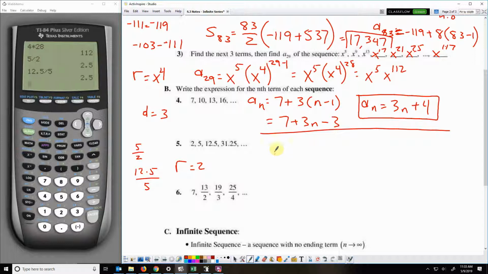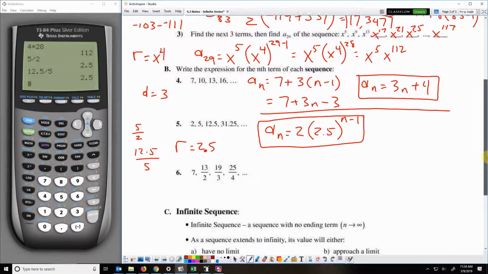So I will use the geometric formula. A sub n equals the first term times r, that should be 2.5 there, not just 2. 2.5 to the n minus 1 power. In order to simplify, I would need to do the exponents before multiplication, and I can't do that exponent because it's a variable, so this is actually the simplified form. So whatever term number I want to know the value of, I put that number in for n, and I'll find its value.